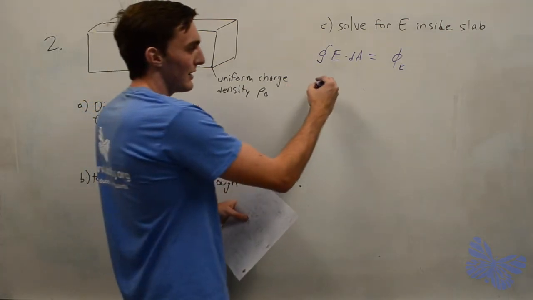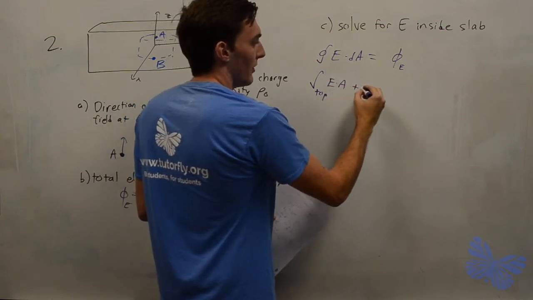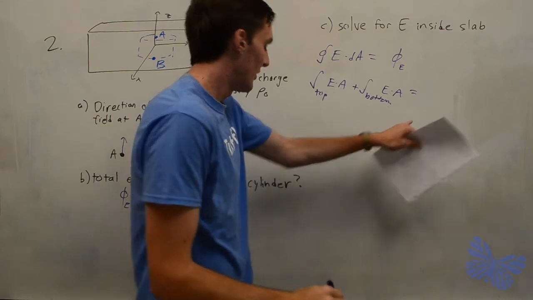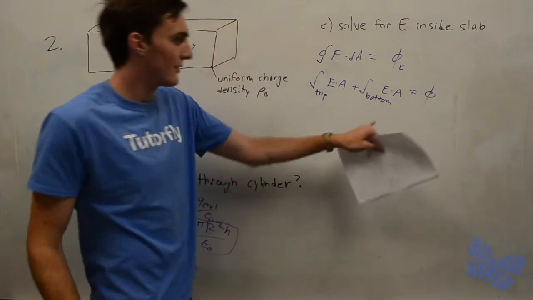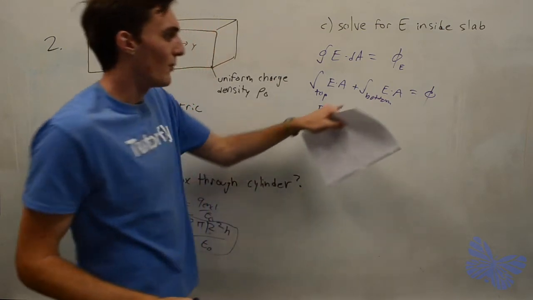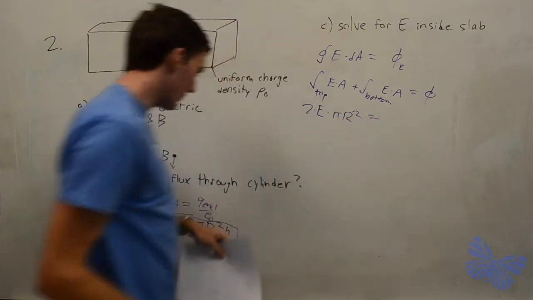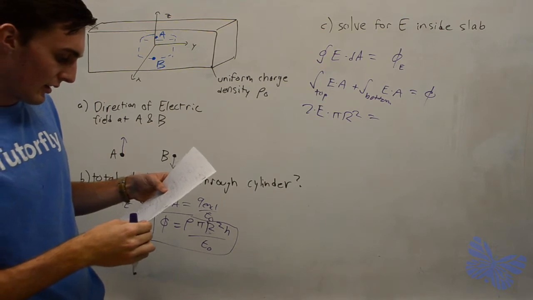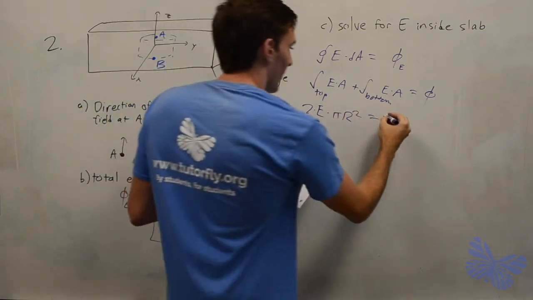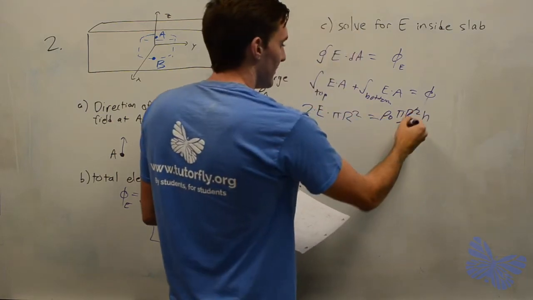So it's going to be the flux through the top, E A, plus the flux through the bottom, E times A, equals this value, let's write it as flux. A is just going to be pi R squared again. You can combine these two, so you get 2 times E times pi R squared equals this value. We'll get rho naught pi R squared h over epsilon naught. We know these are going to cancel.